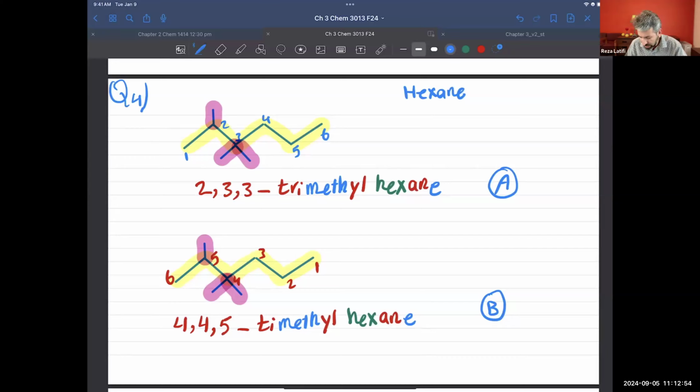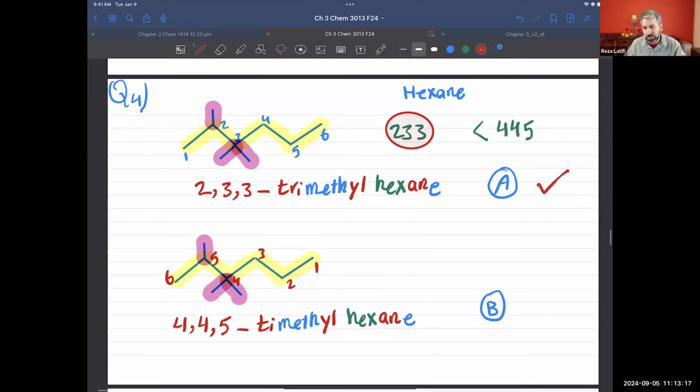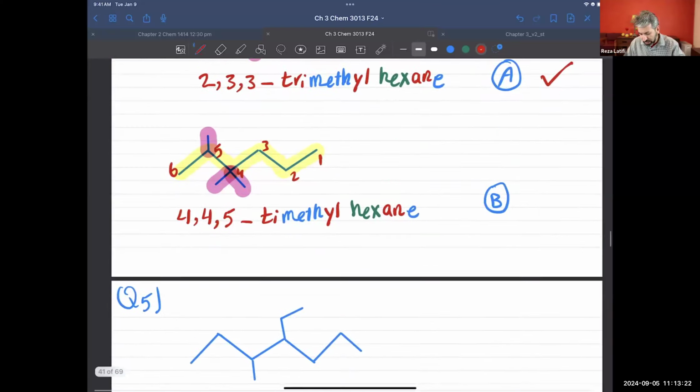Great job. So the correct answer: for the top one, we got 2, 3, 3, and for the bottom one, we got 4, 4, 5. 233 is smaller than 445. We said whenever you want to choose a locator, choose the smallest possible number. So this is going to be the correct answer. So A will be the correct answer. Great job.